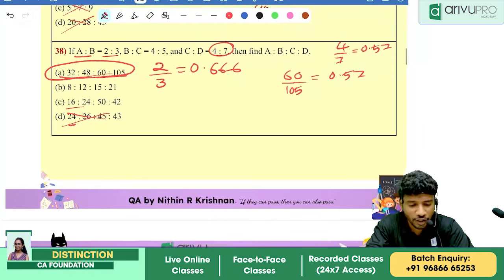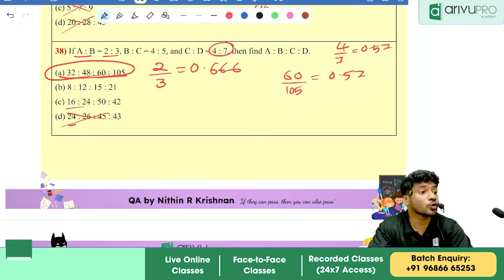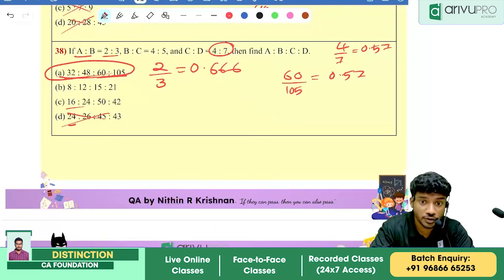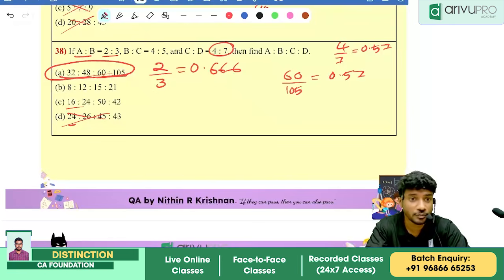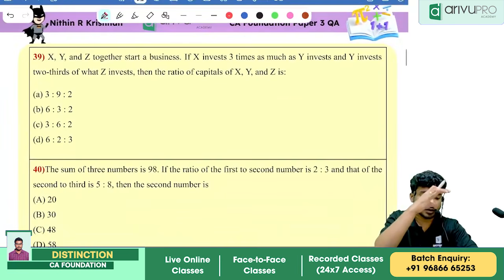So we are going to solve these types of questions just using a calculator. You should have the calculator and you should know how to use it for ratios. Without that, you will take a lot of time to solve the questions. Okay. Next one, people. Have a look at this question.